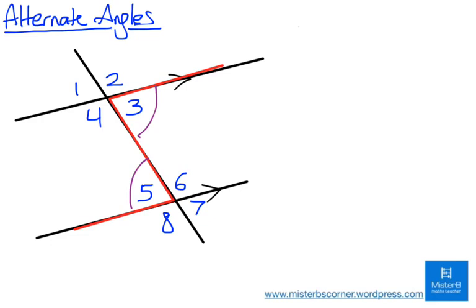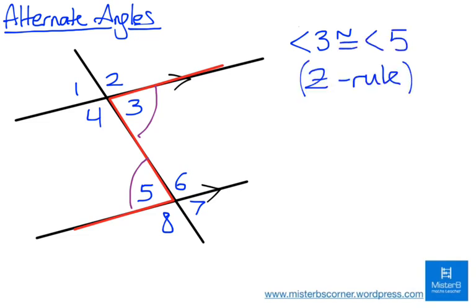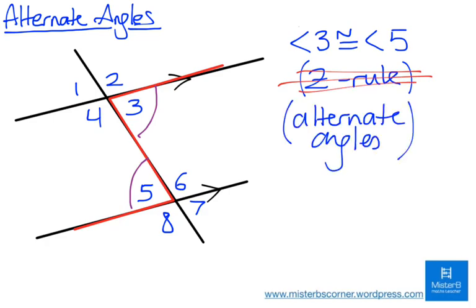But beware, when you're writing, let's say, angle 3 is congruent to angle 5, please do not write the reason as Z rule or Z shape or anything. Please write down instead alternate angles. But certainly you can use this shape to find out the alternate angles.